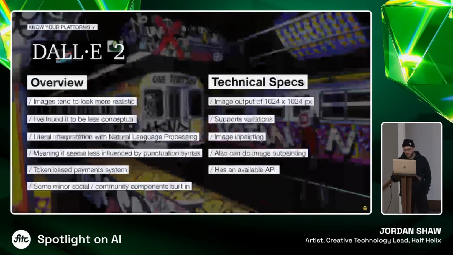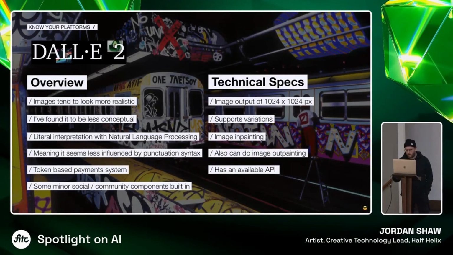From the technical side, it's 1024 by 1024, and supports image variations. DALL-E was also, I believe, the first platform that I saw doing in-painting and out-painting, which gives direct ability to edit what the image output was, which was really cool. And then it also has a publicly available API for easy integration into other software or platforms, depending on what you're doing.